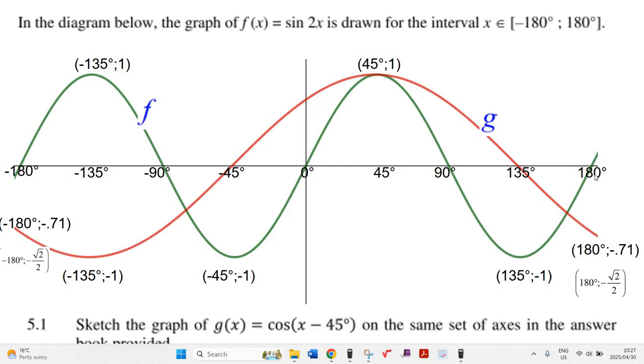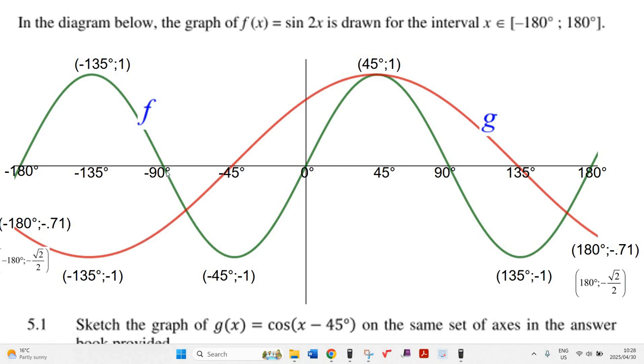And to figure out what's going on at 180 degrees, we just put it in the calculator. The cosine of 180 minus 45 is really the cosine of 135, and that is 1 over root 2, or root 2 over 2, or about 0.71. That's the end point right there.